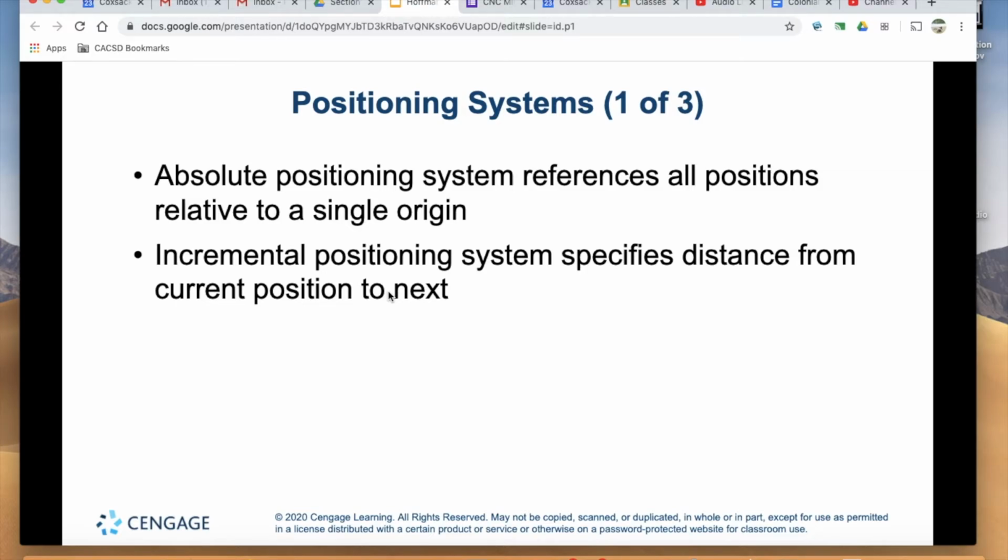Now, jumping into positioning systems of the CNC machine, really when we get into G&M programming, you're going to see that there are these two positioning systems, absolute positioning and incremental positioning. Absolute is going to reference all of the positions relative to a single origin, and then incremental is going to specify a distance from the current position to the next. So what you're going to have to pay attention to when we go over G&M programming is the G codes that these are represented by.